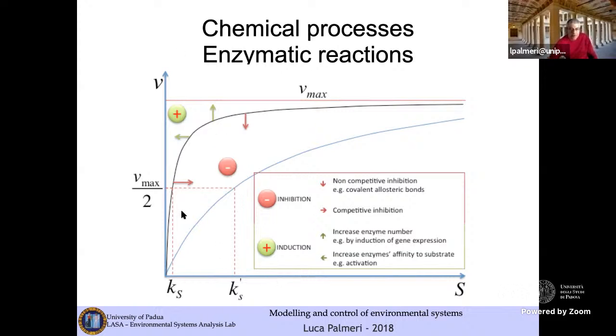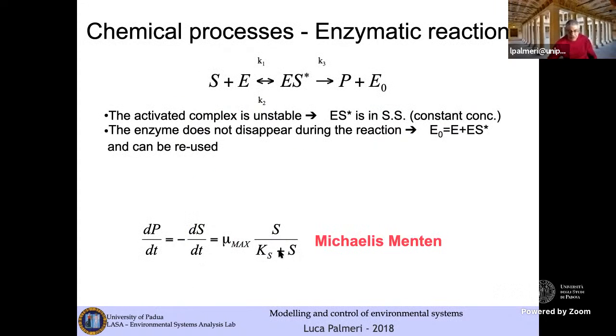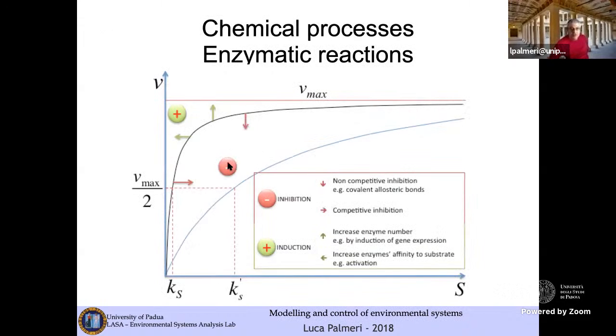Here we are plotting the velocity of reactions, v, as a function of the substrate concentration s. Ks is called the semi-saturation constant. Why this? Because when s is exactly equal to Ks, this quantity is 1/2. So when the concentration of the substrate is at Ks, we are at half of the maximum reaction speed. If we plot the reaction speed, we obtain these saturation curves.